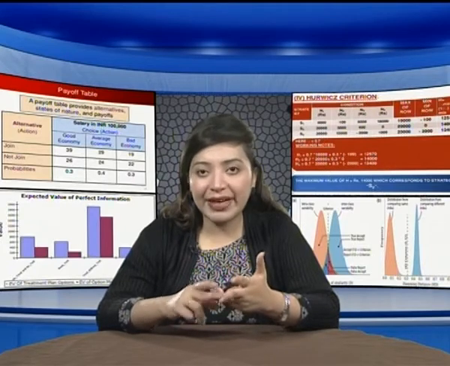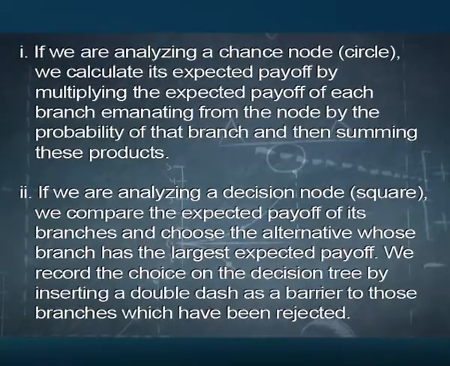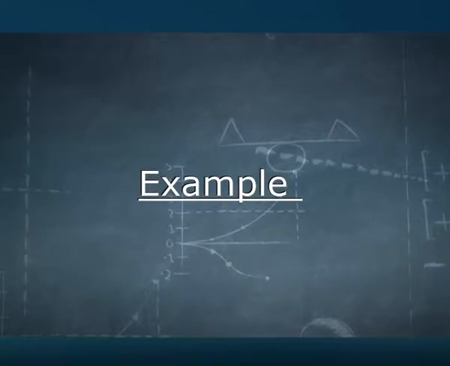There are two rules directing this rollback procedure. First, if we are analyzing a chance node, that is a circle, we calculate its expected payoff by multiplying the expected payoff of each branch emanating from the node by the probability of that branch and then summing these products. Second, if we are analyzing a decision node, a square, we compare the expected payoff of its branches and choose the alternative whose branch has the largest expected payoff. We record the choice on the decision tree by inserting a double dash as a barrier to those branches which have been rejected. Let's see an example.